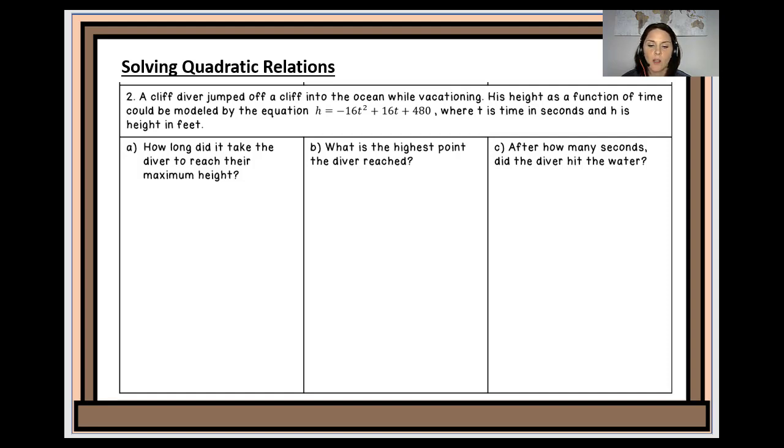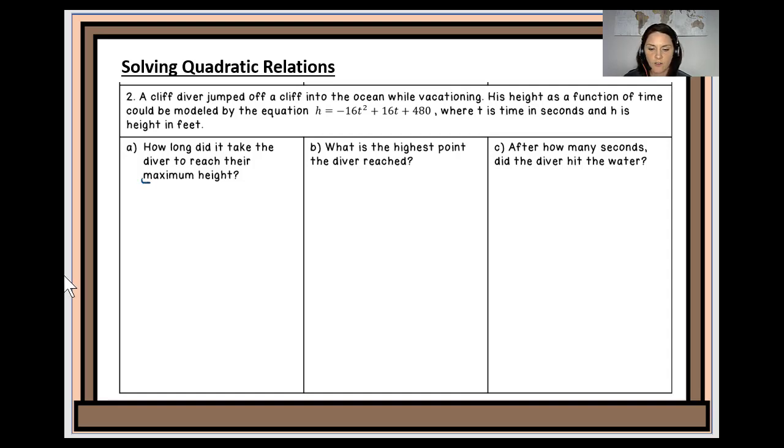So part A says, how long did it take the diver to reach the maximum height? B, what is the highest point the diver reached? And C, after how many seconds did the diver hit the water? So let's just take a quick look at these questions here.